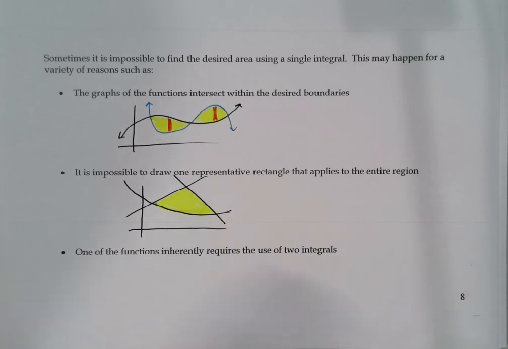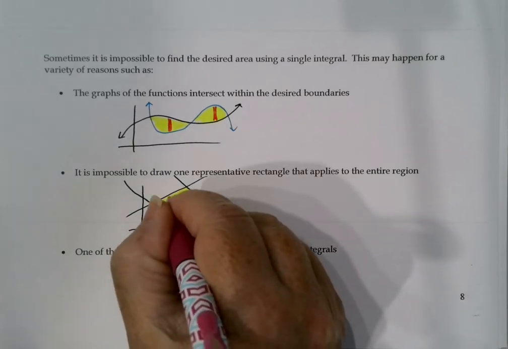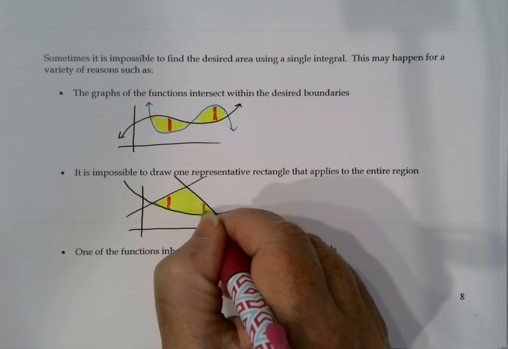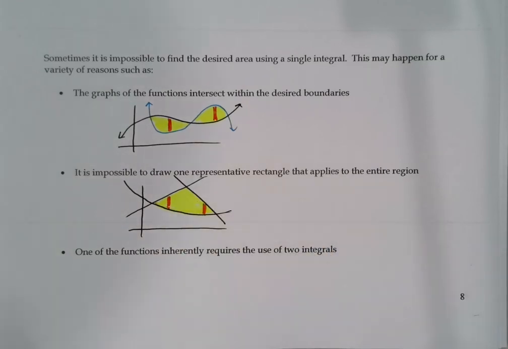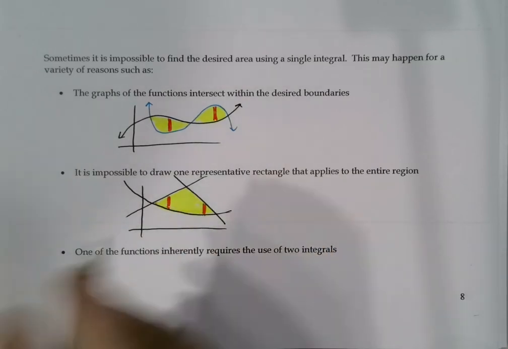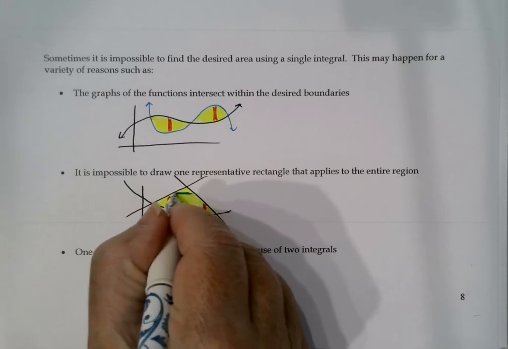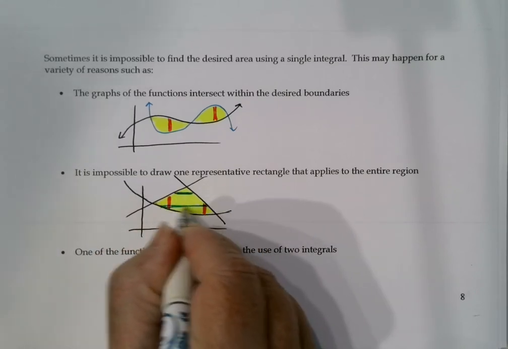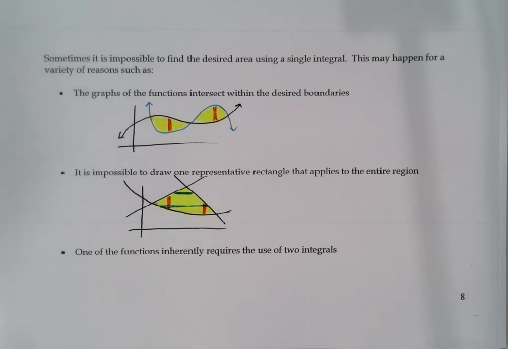Notice that vertical rectangles won't do it, because over here I'm between the curve and the positive sloped line, while over here I'd be between the curve and the negative sloped line. But horizontal rectangles won't do it either. Up here I'd be between the two lines. Down here I'd be between the curve and the line. So neither the horizontal nor the vertical rectangles will give me a consistent representative rectangle that works everywhere. Instead, I'd have to split that region up into two pieces and work with the two pieces as separate integrals.